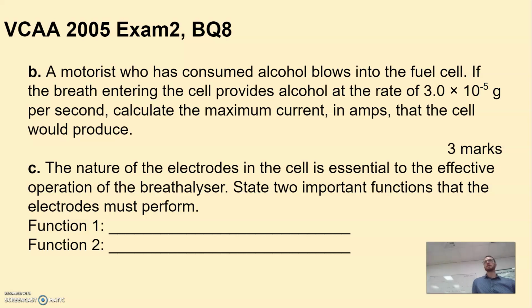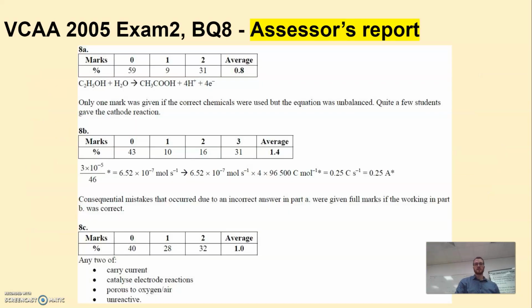So one function of an electrode is to conduct electricity. And the other function is to be the site at which electrons are transferred. Here we go. 1 mark given. If the correct chemicals were used but the equation was unbalanced, quite a few students gave the cathode reaction and would have got nothing. Only 30% got 2 marks, average 0.8. 59% of students got nothing.